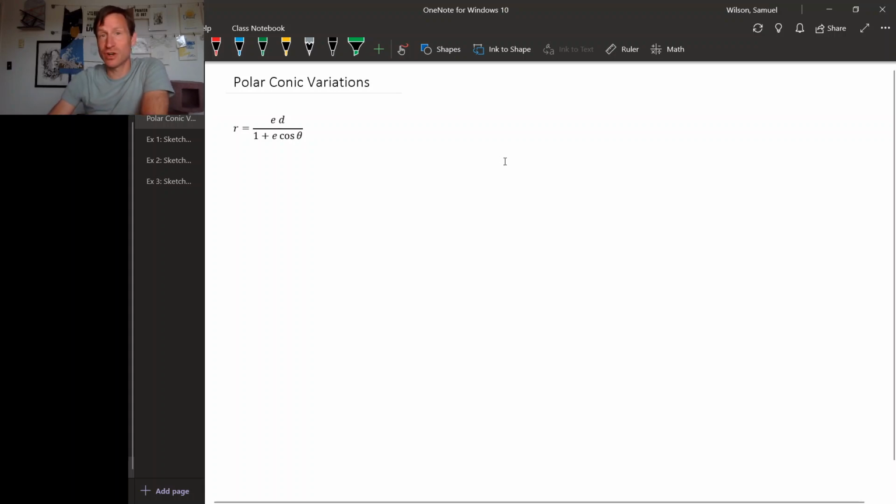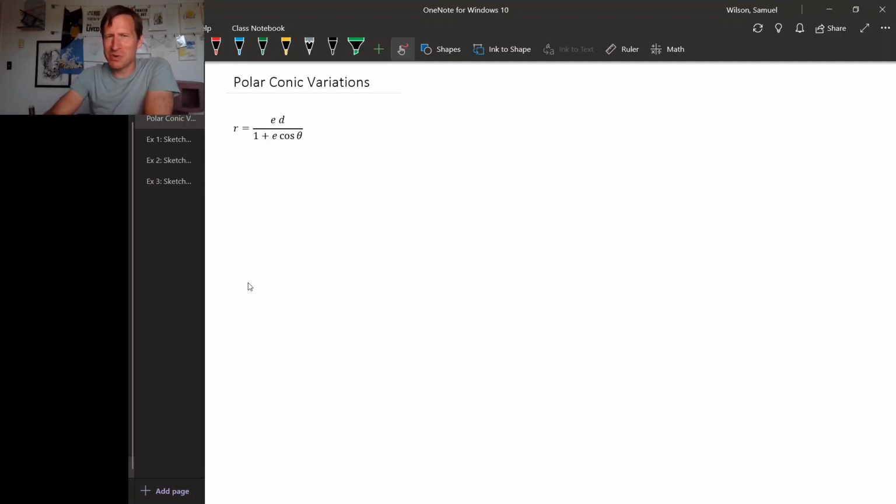Our polar equation for a conic section has some assumptions built in, and I want to make sure that we remember what those assumptions are and how we can modify those assumptions. So here's the equation we got, r equals e times d over 1 plus e cosine theta.